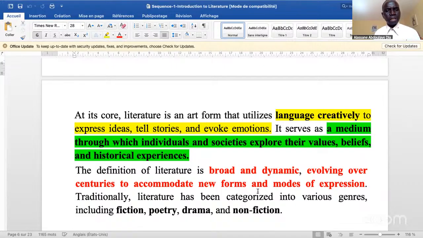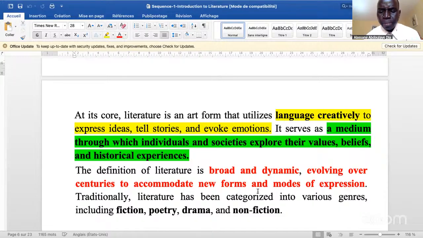So the definition of literature is broad and dynamic. It means the definition of literature is huge. It's not only 1, 2, or 3, it can be numerous. Dynamic, it means it evolves.